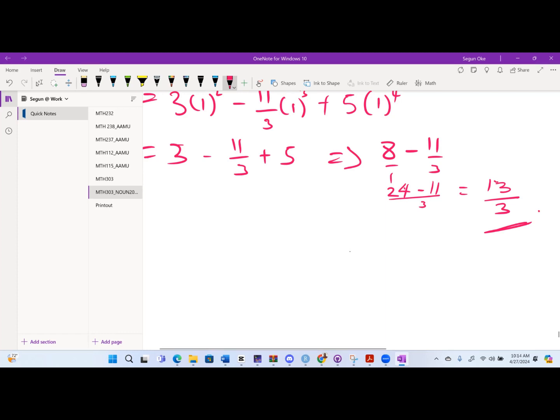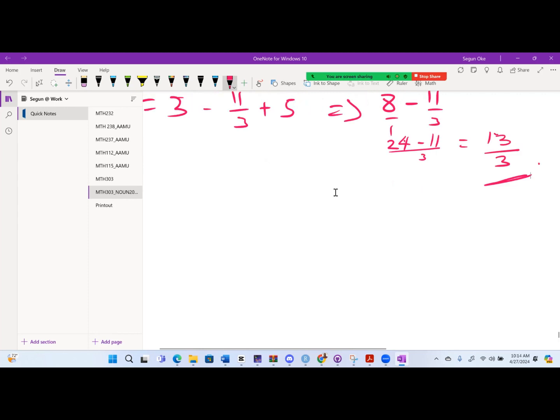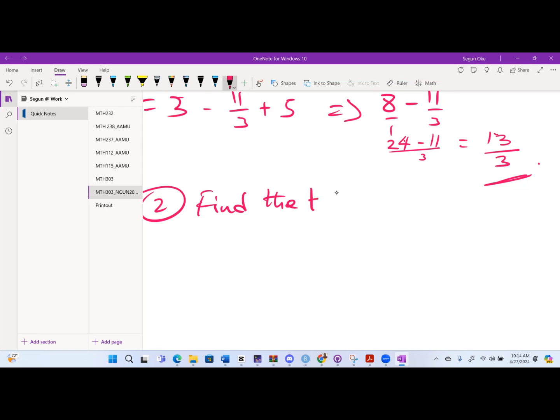Well, let's look at another question in this regard. Let's say number 2. It says, find the total work.